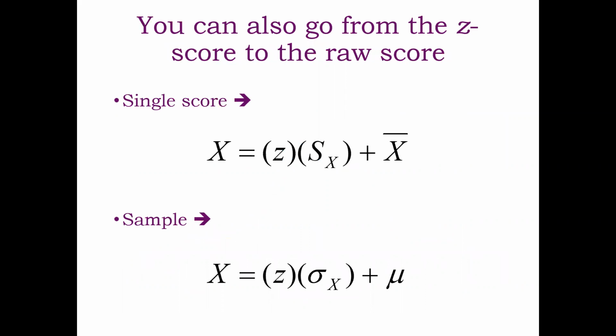First, I want to emphasize you can also go from z-score to the raw score, and you are going to have to do this occasionally. So let's remind you of how to do the math. Our z equation is z equals x, the raw score, minus the mean of x, the sample mean, over the standard deviation, right? To solve for the raw score x, you just multiply both sides by the standard deviation.